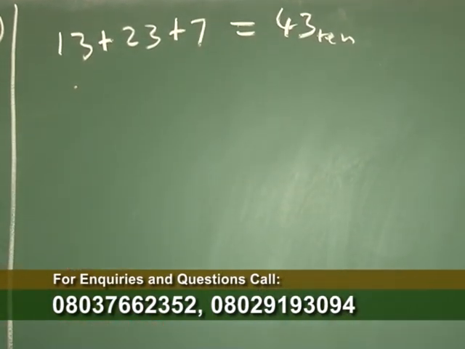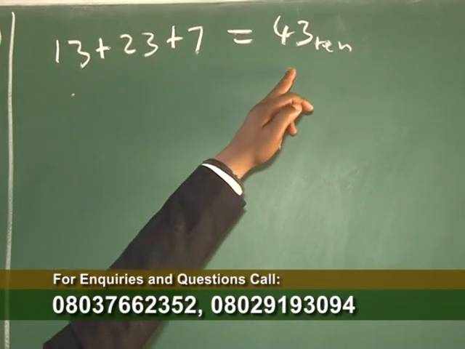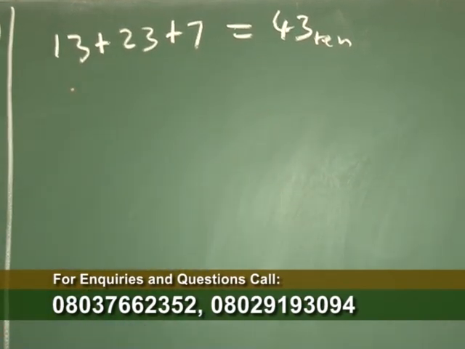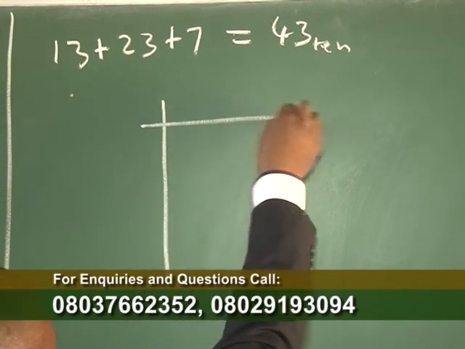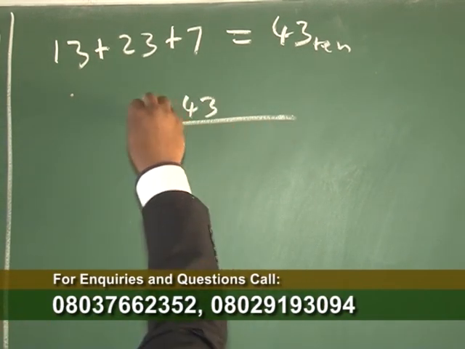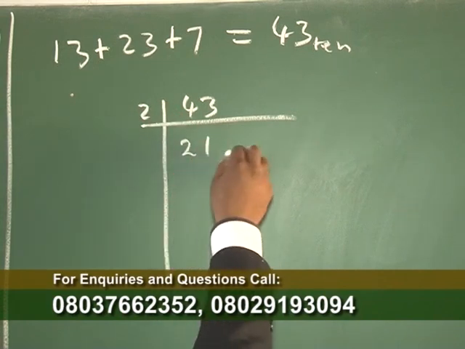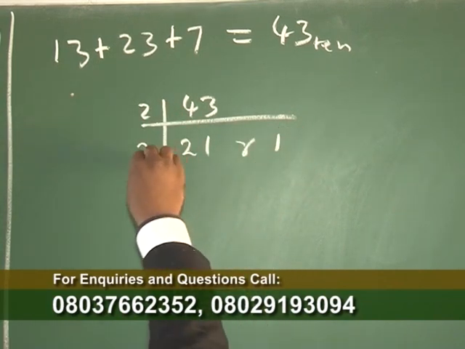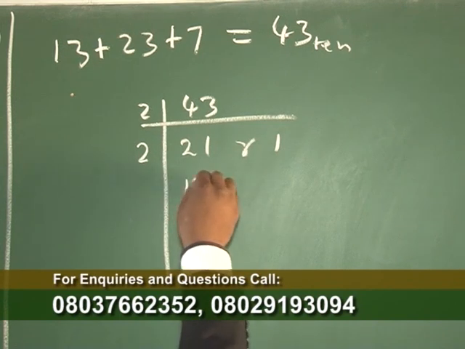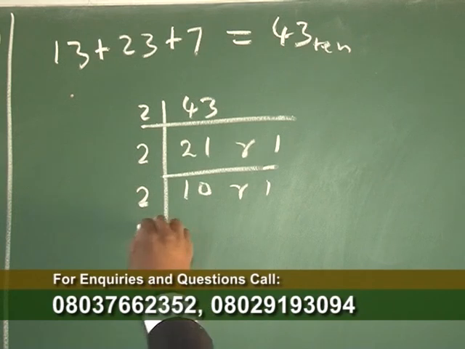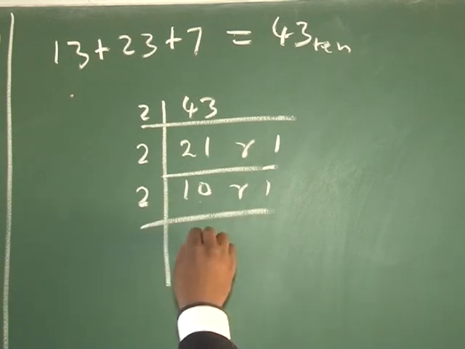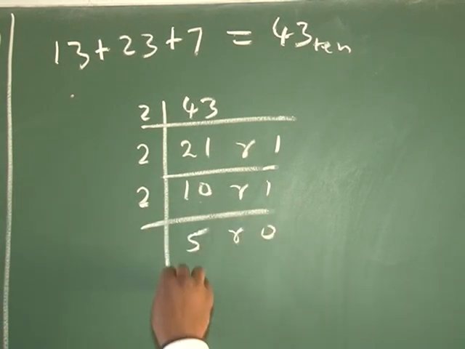So, next, we are going to convert this to base 2. If we do that, we know our normal conversion of base 10. 43 divided by 2 gives us 21, remainder 1. If we divide by 2 again, we have 10, remainder 1. If we divide this again, we have 5, remainder 0.